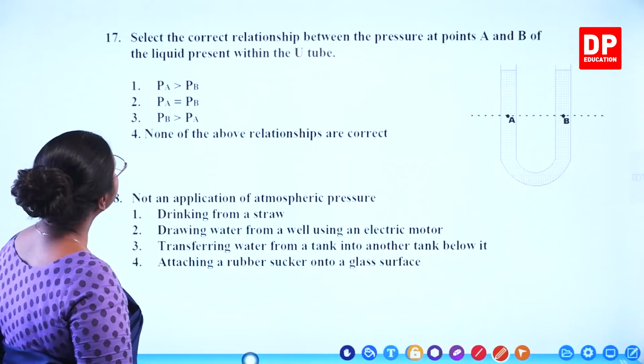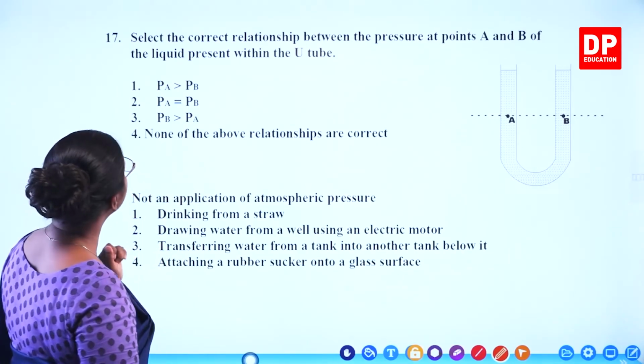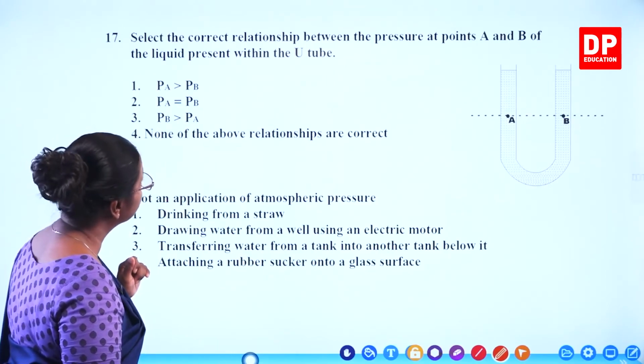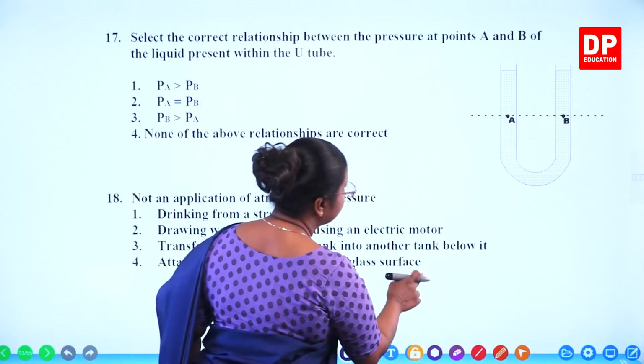17th one. Select the correct relationship between the pressure at points A and B of the liquid present within the U-tube. Points A and B. So let's look at the diagram.